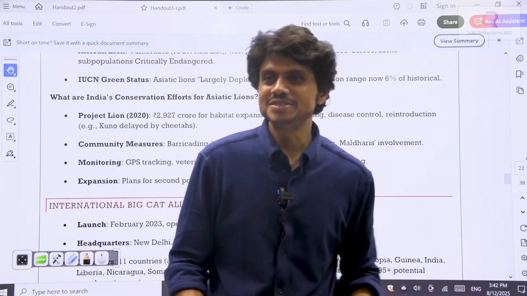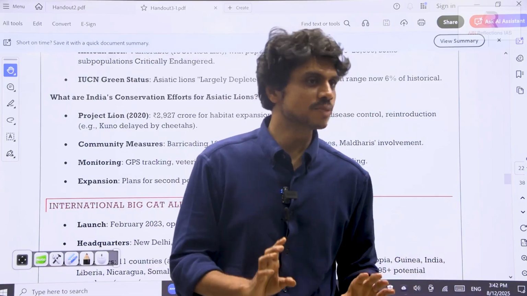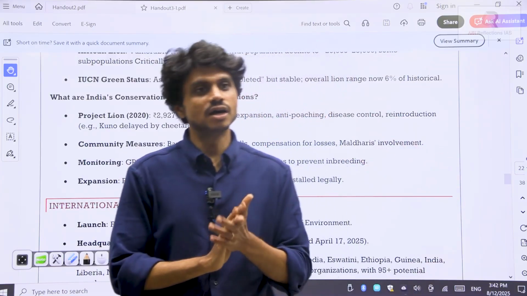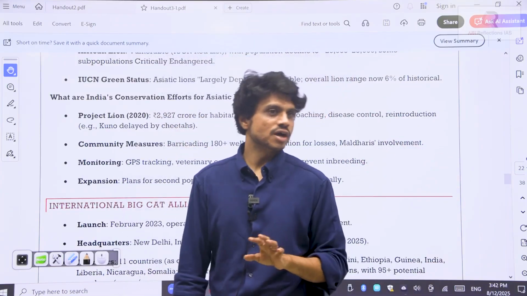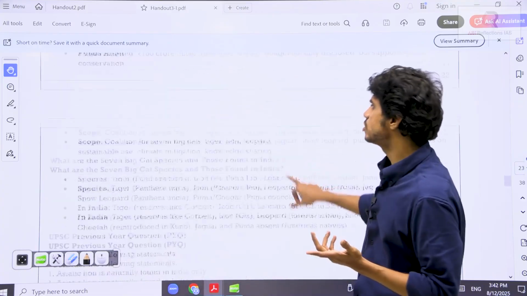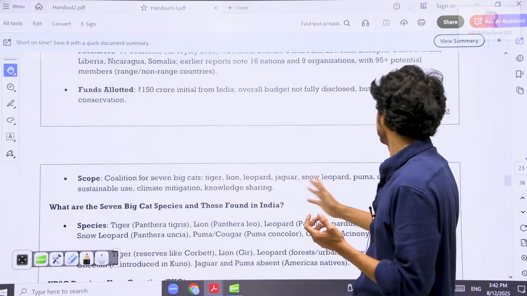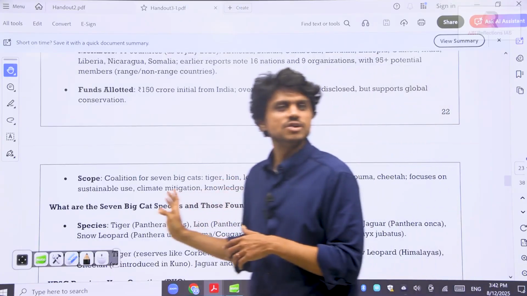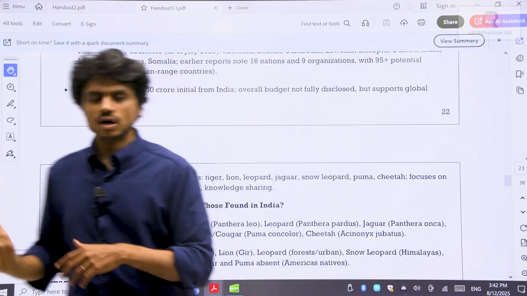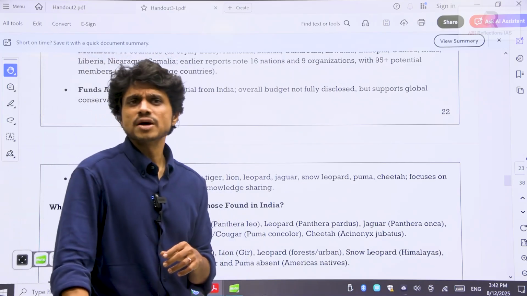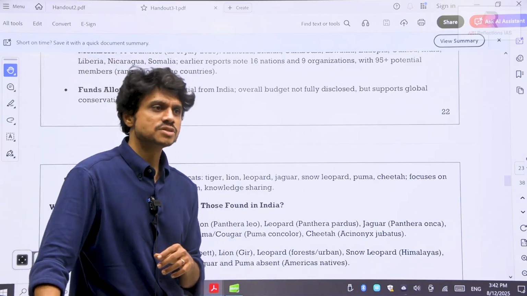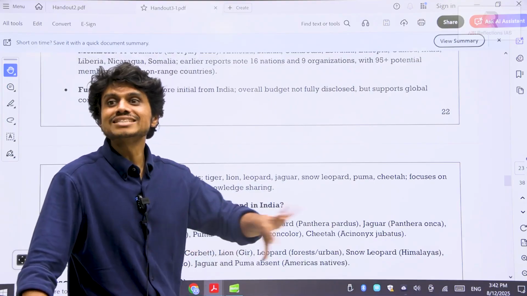Totally 7 cat species we are going to handle in this. Only 5 are found in India. Puma and one more, Jaguar, are not found in India. The rest are tiger, lion, leopard, all those. Cheetah also we have introduced recently, in Kuno National Park. These are all grassland areas.